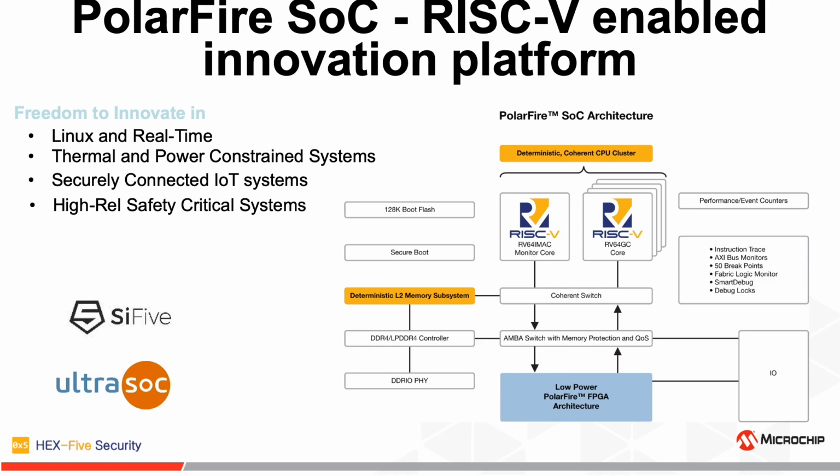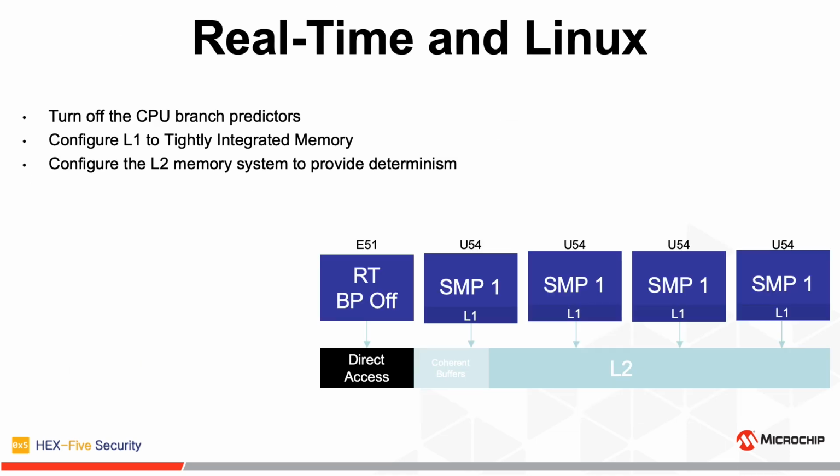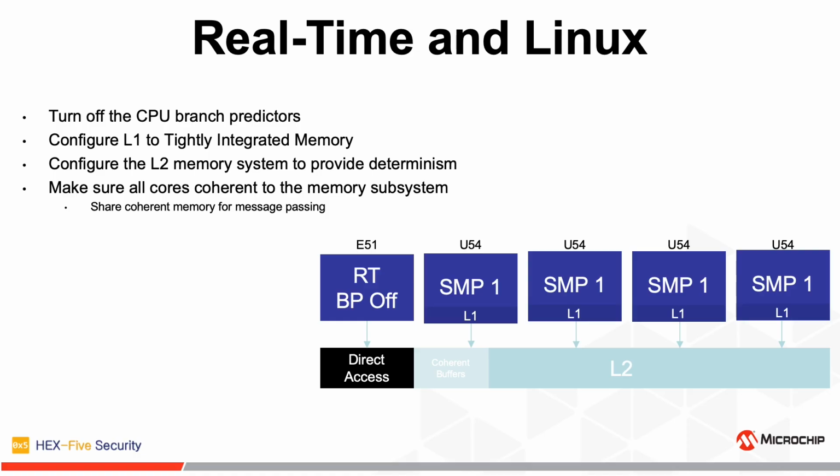Now, if we go to the next slide, we can talk a little bit about how we enabled real-time and Linux to coexist in a coherent CPU cluster. So the definition of real-time, first order, is determinism. I have to perform some task deterministically every time, on time, all the time, okay? And you really can't do that with an application processor. They weren't designed to do that.